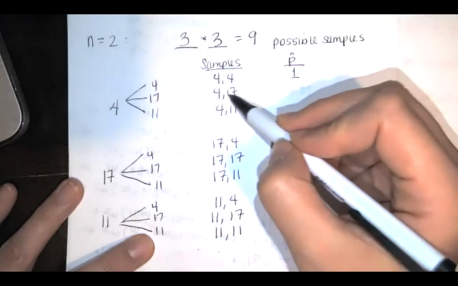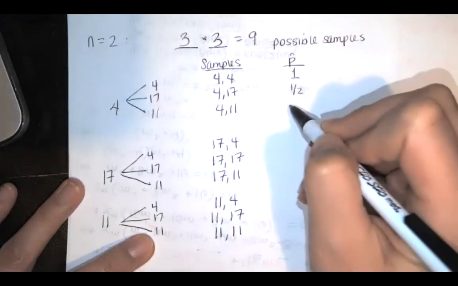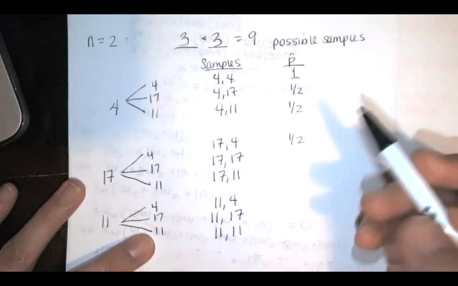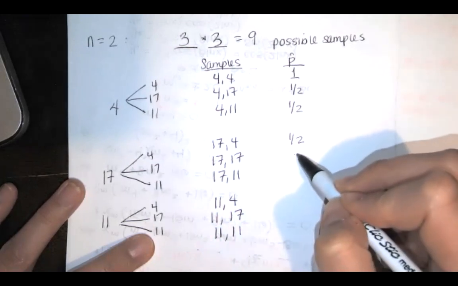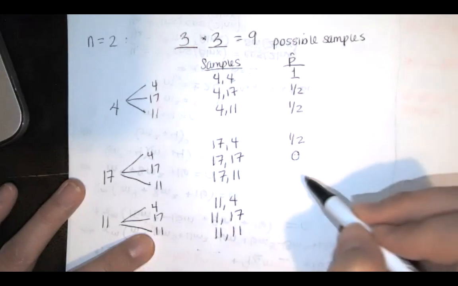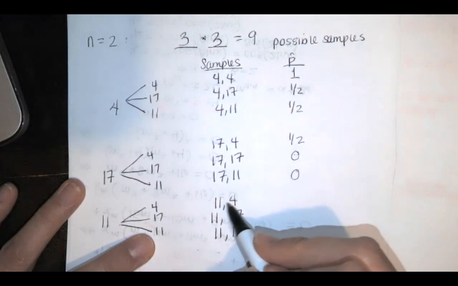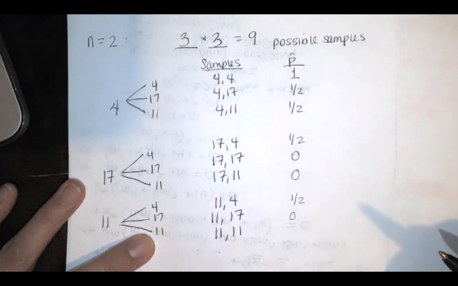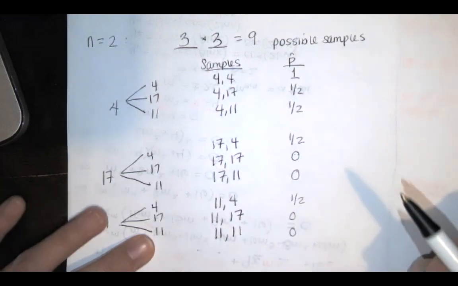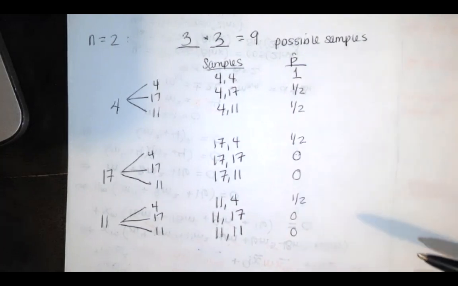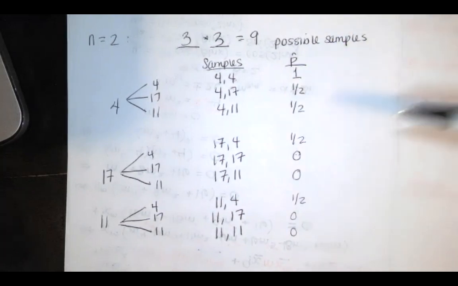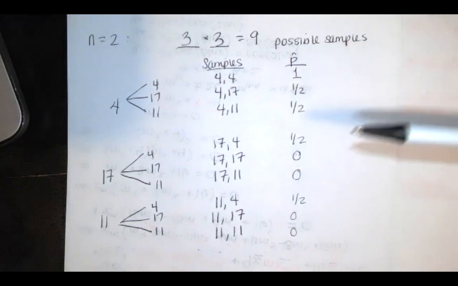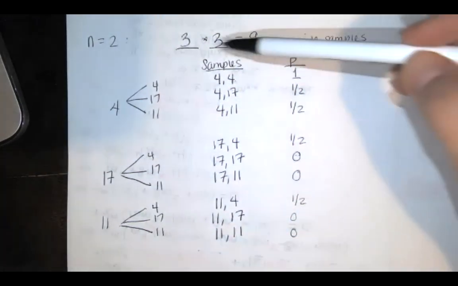Here, the proportion of even numbers is 1 out of 2. Here, it's 1 out of 2 as well. And I've got 1 out of 2 here that are even. 17 is not even, so I've got 0 out of 2 there, 0 out of 2 there. Then I've got 1 out of 2, and then 11 and 17 are both odd, so I have 0 out of 2, and then 0 out of 2. So the possible p hats that we would get are 1, 1/2, and 0. So the sample proportion will either be 0, 1, or 1/2 because the sample is going to be one of these.